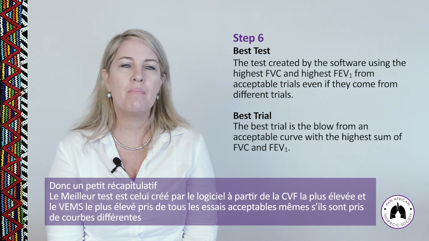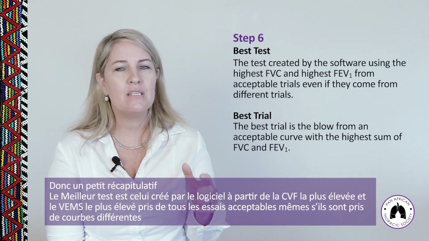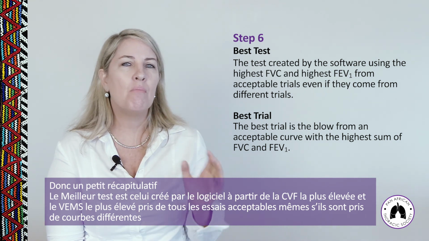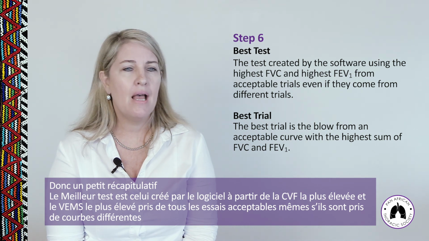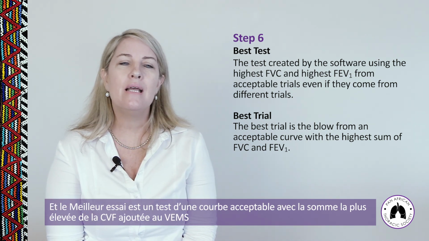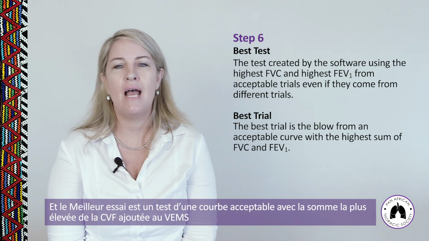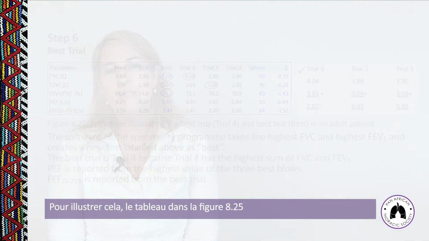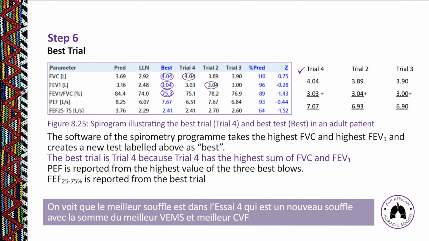Just to recap, the best test is the test created by the software using the highest FVC and highest FEV1 from all acceptable trials, even if they come from different curves. And the best trial is the test from an acceptable curve with the highest sum of FVC and FEV1. Now, to illustrate these points in table 8.25, you will see that the best blow is trial 4, which is the blow with the highest sum of FVC and FEV1.